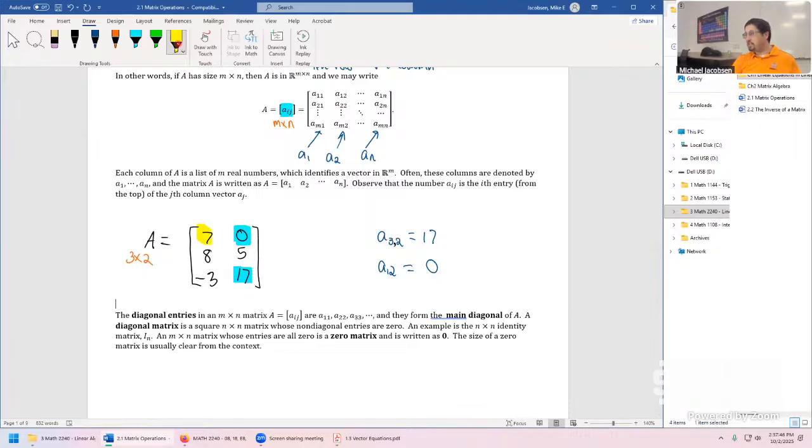So in this particular matrix, the diagonal entries are here. This is A11, this is A22, and these are the diagonal entries. We sometimes call this entire strip highlighted in yellow the main diagonal of that matrix. And so far, that's pretty much our major terminology.